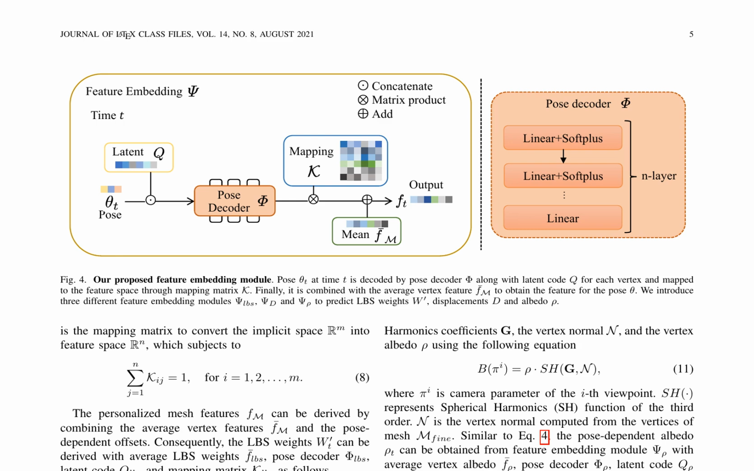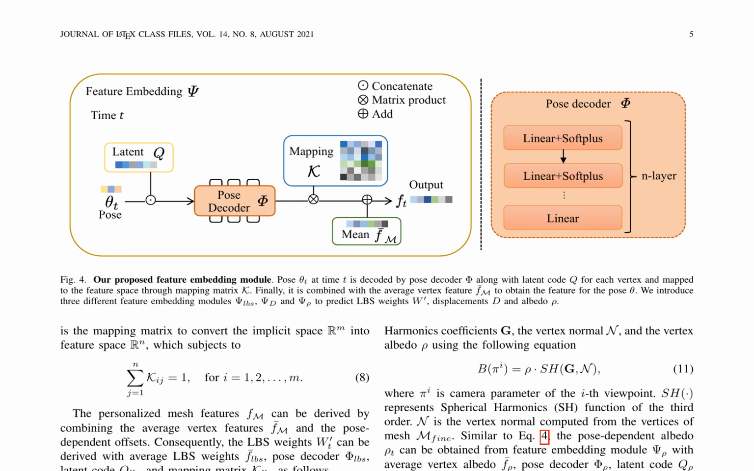The proposed feature embedding module is designed to predict personalized mesh features, including LBS weights, displacements, and albedo, based on the input pose. This module consists of 3 different feature embedding modules, Psi-LBS, Psi-D, and Psi-rho, which utilize a pose decoder, latent code, and mapping matrix to generate the desired features. The personalized mesh features are derived by combining the average vertex features with the pose-dependent offsets.